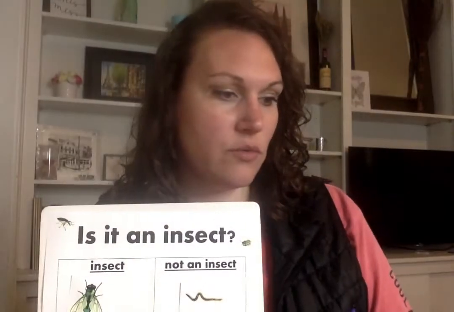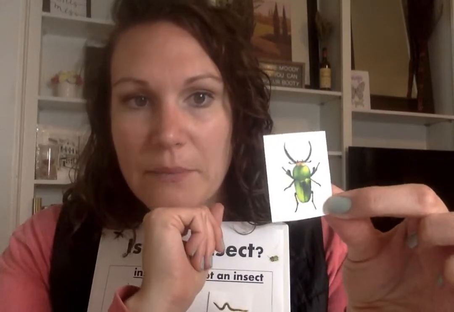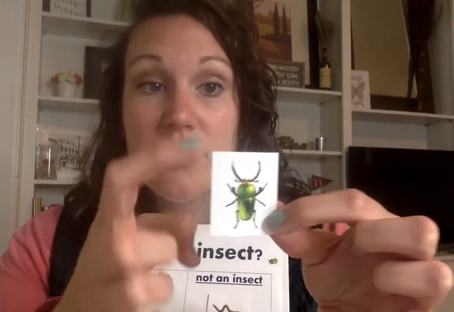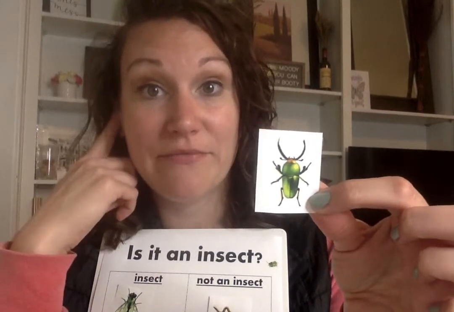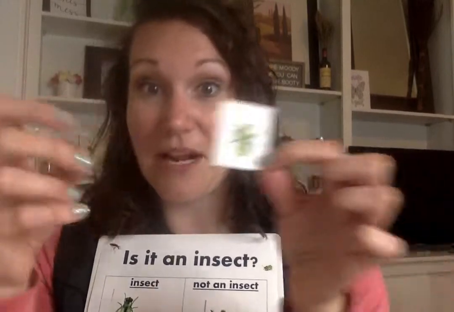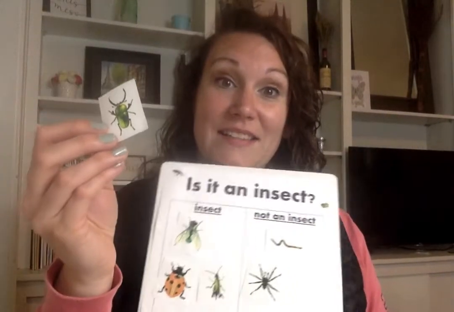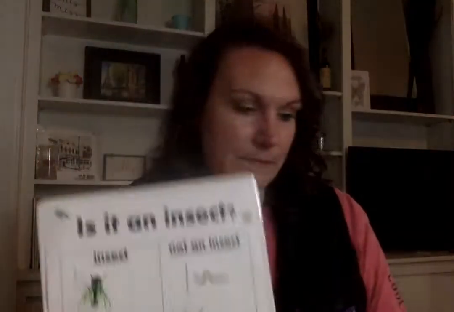Let's see what's next. Ooh, a beetle. Let's look at that beetle. What body parts do you see? Do you see the head, the thorax, and the abdomen? How many legs does he have? He has 6, and he has 2 antennae coming out of his head. So is he an insect? Yes, he is an insect.